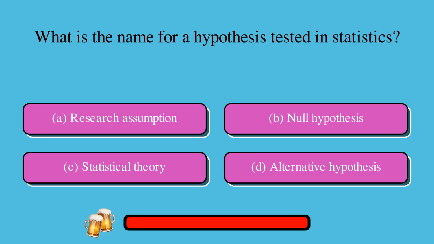What is the name for a hypothesis tested in statistics? A, research assumption, or B, null hypothesis, or C, statistical theory, or D, alternative hypothesis. The correct answer is B, null hypothesis.